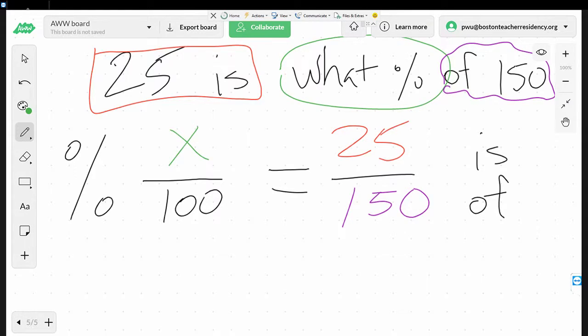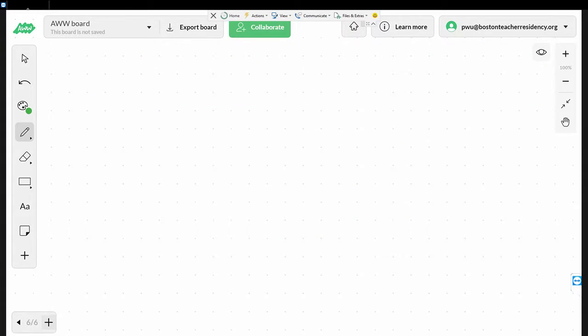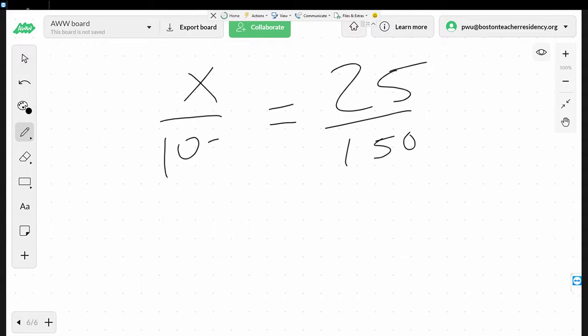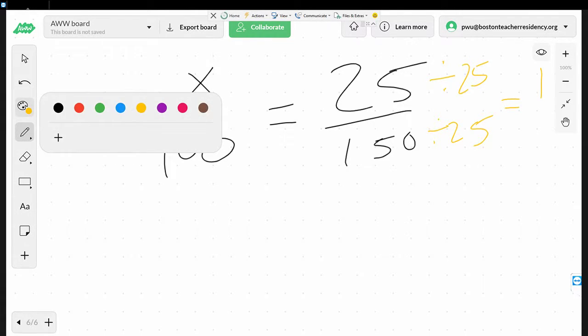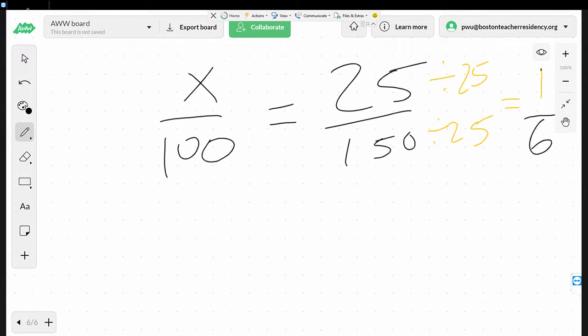Once again, it's not super easy to see how we get from 150 to 100, so we're going to simplify. 25 goes into both numbers once again, so we are going to divide by 25. 25 divided by 25 is 1. 150 divided by 25. Think for a second. That is 6. This is 1/6.